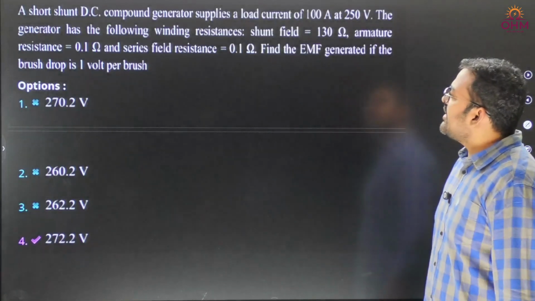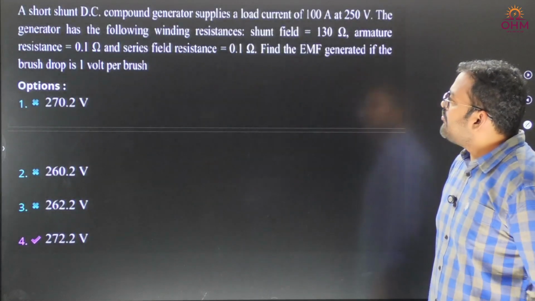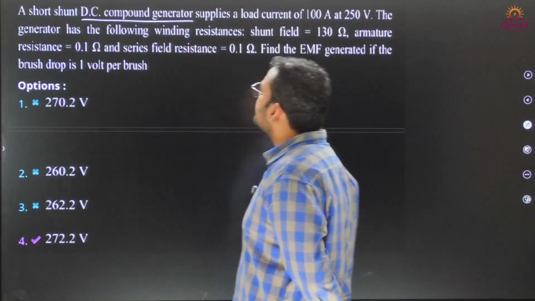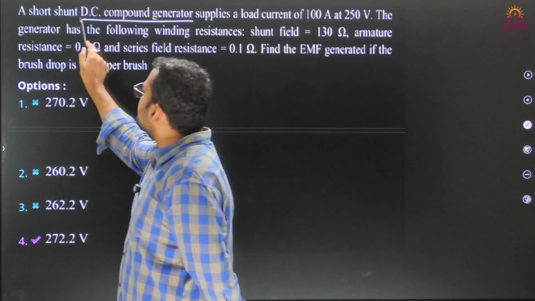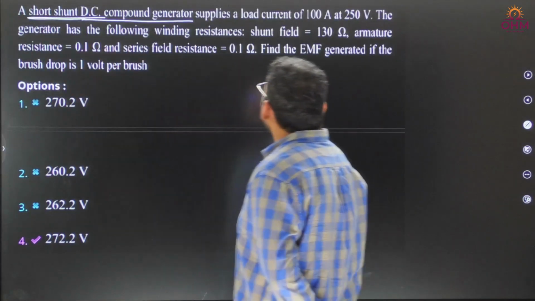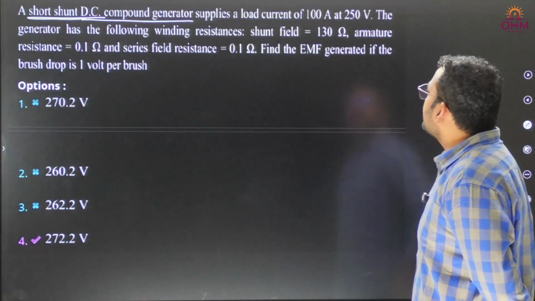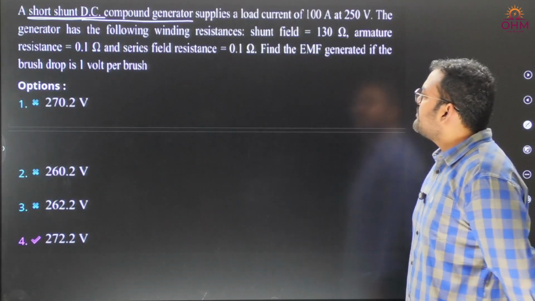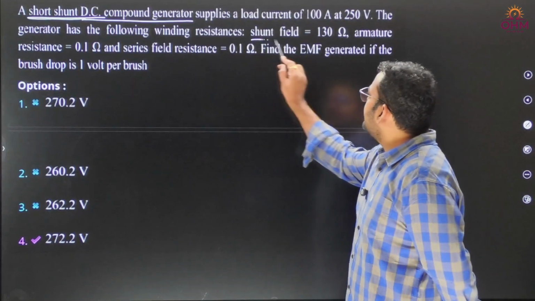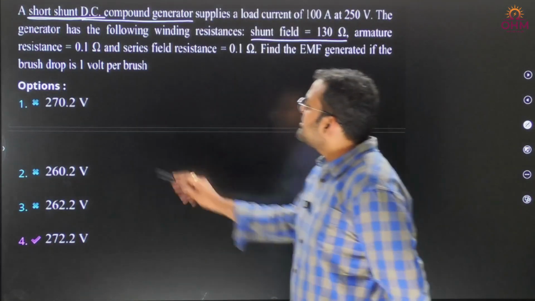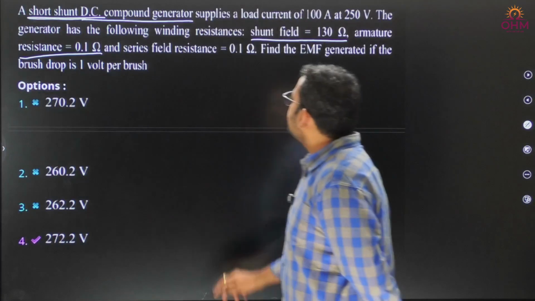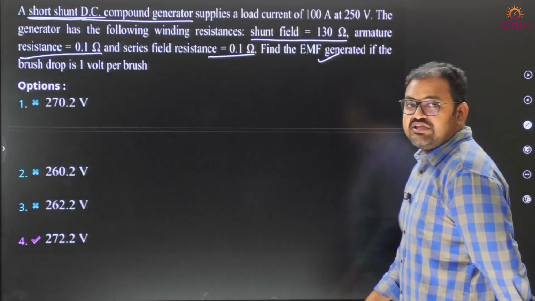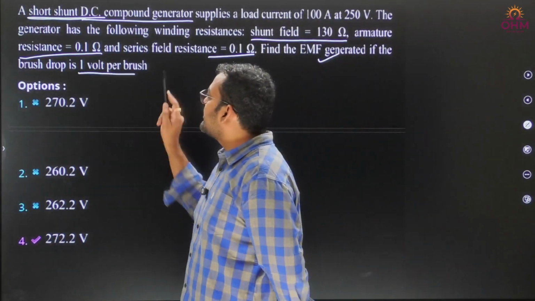We have another question. This is a compound generator. Once again, the question is from DC machines, a DC compound generator, and that too a short shunt compound generator. It is supplying a load current of 100 ampere at 250 volt. The generator has the following winding resistances: shunt field resistance 130, armature resistance 0.1, series field resistance 0.1. Find the EMF generated if the brush voltage is 1 volt per brush.